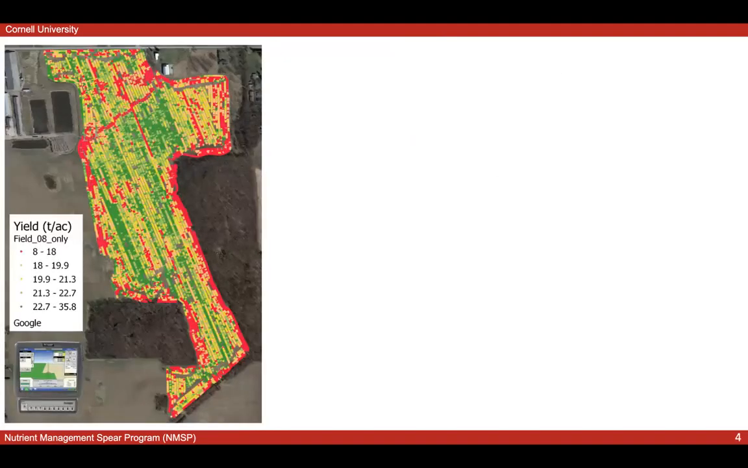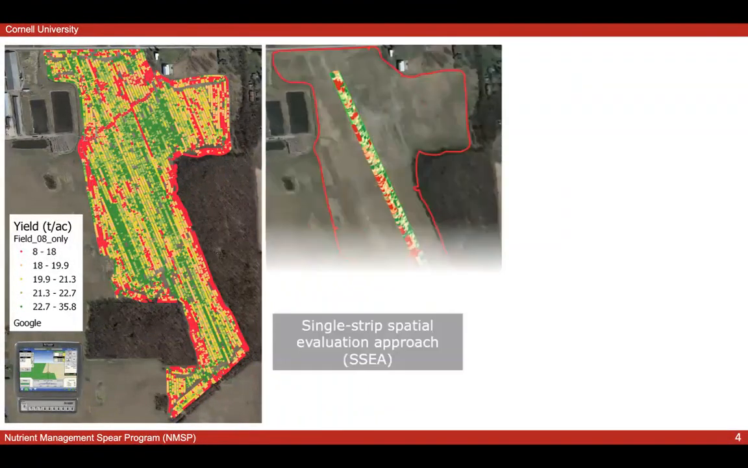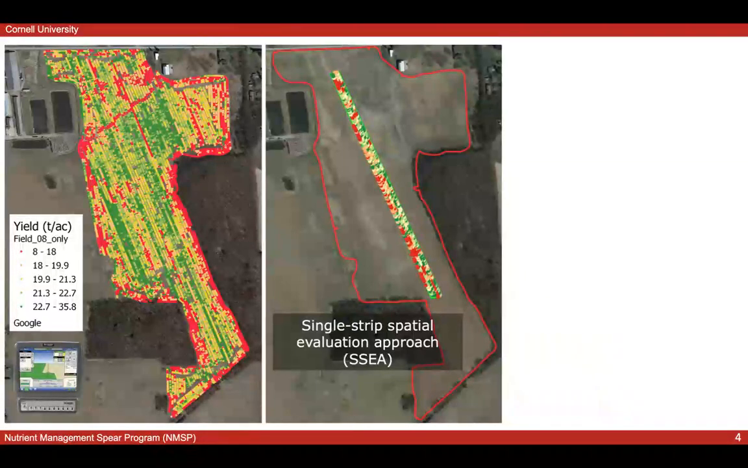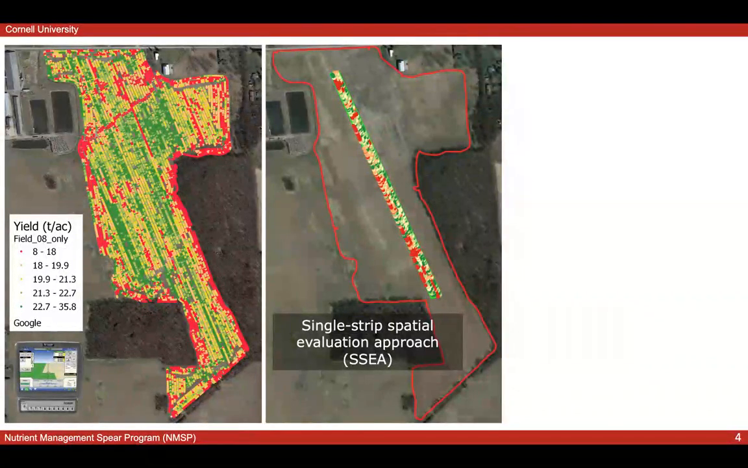However, with the introduction of the yield monitor sensor, which can record yield data points at 1 second intervals during harvest operation, we can get hold of these yield data points for further analysis. So using the single strip spatial evaluation approach, within that single strip, there are a lot of yield data points that can be recorded, and it also accounts for the spatial variability in the field.